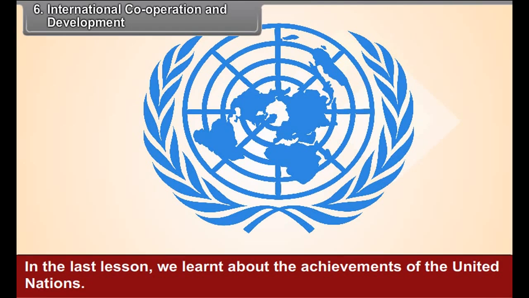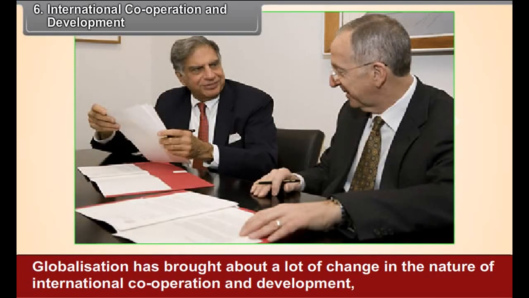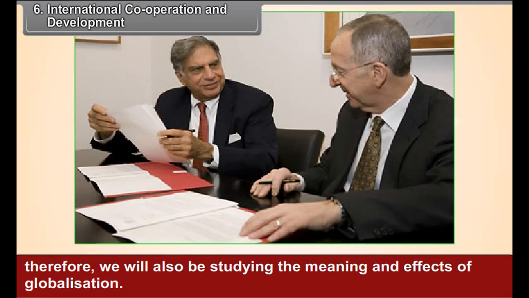Chapter 6, International Cooperation and Development. In the last lesson, we learnt about the achievements of the United Nations. In this lesson, we will study about international cooperation and development. Globalization has brought about a lot of change in the nature of international cooperation and development. Therefore, we will also be studying the meaning and effects of globalization.